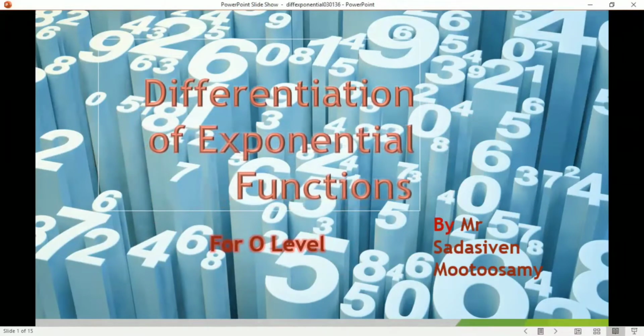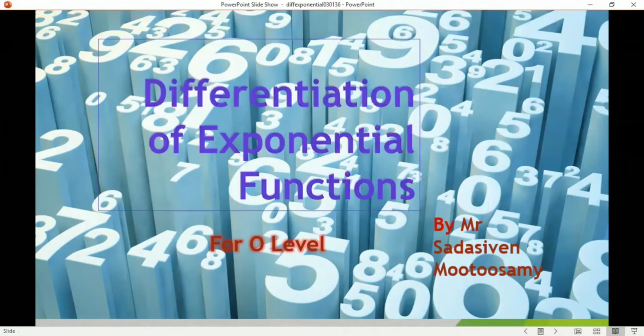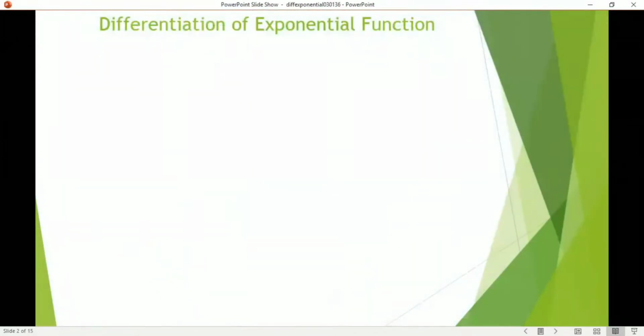Hello pupils. So thanks again for joining me for today's session, which is differentiation of exponential functions for O-level students. So differentiation of exponential function. The rule says the derivative of e to the power of f(x) is e to the power of f(x) multiplied by the derivative of the power, that is the derivative of f(x).